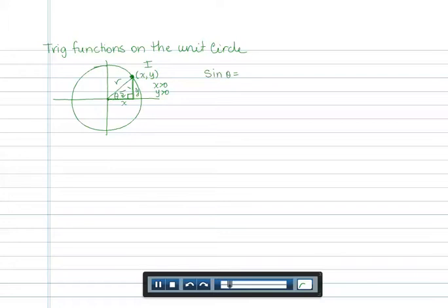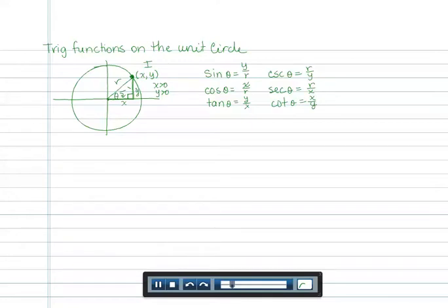Now we can write our trig functions. Sine theta is opposite over hypotenuse, y over r. The reciprocal is r over y. Cosine theta, which is adjacent over hypotenuse, is x over r. The reciprocal is r over x. Tangent theta is opposite over adjacent, or y over x. The reciprocal is x over y.